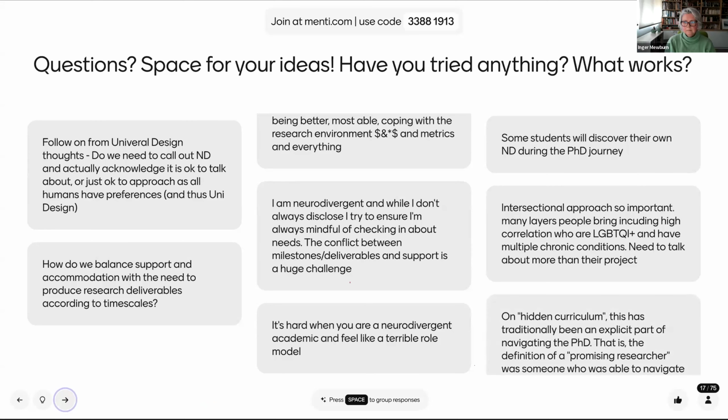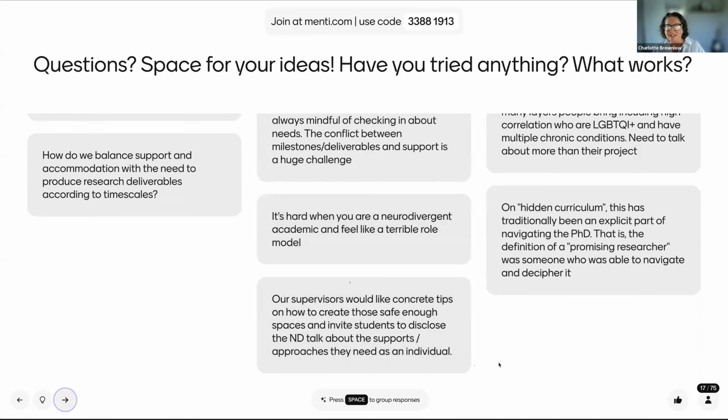So I think it's a really difficult predicament to be in, especially because of the nature of our industry around research and writing and all of those things. Can I speak to this point here?